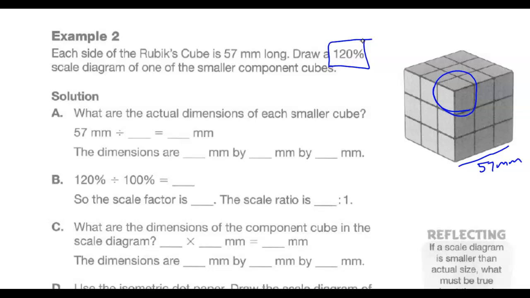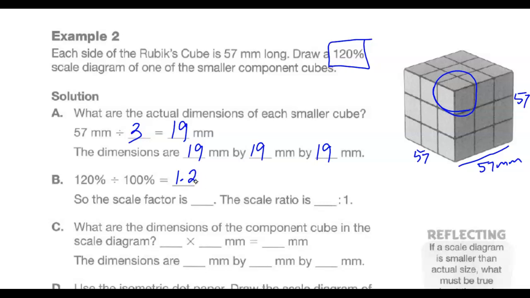So what are the actual dimensions of each smaller cube? So remember, it's 57 by 57, it's a cube, 57, so we're dividing by 3. So what is that? 19 millimeters. And so the smaller cube is 19 by 19 by 19. Okay, what's 120%? Without the percent symbol, we divide by 100, it's 1.2.